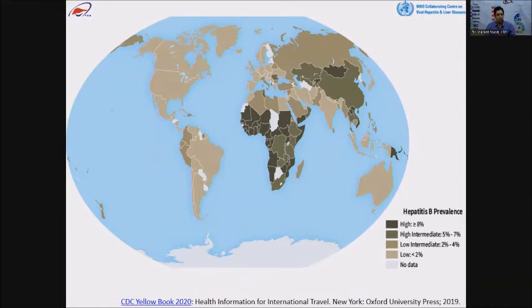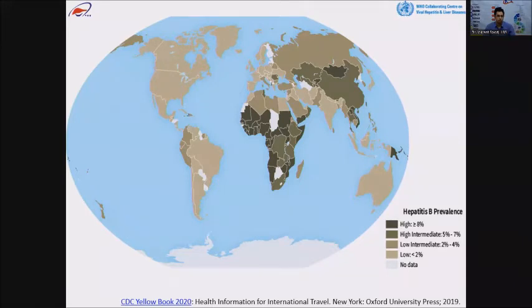So the most important thing is that you have to suspect if a patient has hepatitis B. I say everybody should get themselves tested for hepatitis B and hepatitis C, especially if they belong to high risk groups. What are high risk groups? Suppose you have a family history that somebody is suffering from hepatitis B or hepatitis C, it's your duty that you should get yourself tested. You may not know that you may be carrying these infections.